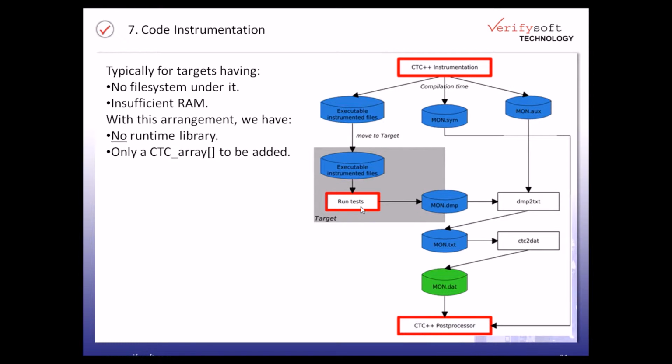Once you run your test, you will get from your target, and this is the first part of the demonstration, to save the CTC array values on the disk by using a save command from the debugger to save this in a mon.dat file, which is typically either a binary file, S-record format from Motorola or Intel HEX, which are well known for flashing or programming memories for embedded applications.